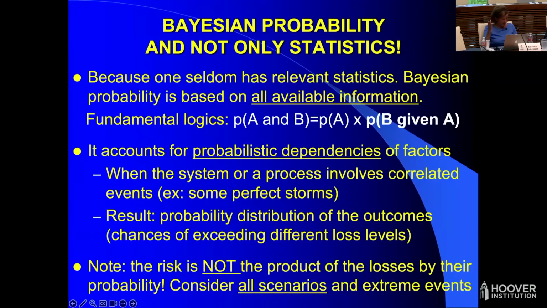It accounts for probability dependencies, you see it here, when a system or the process involves correlated events and dependencies, which is very important. For example, some perfect storms, they're not independent, and the perfect storm of 91 on the East Coast was among the storms that were not totally independent. The results of my risk analysis are probability distribution of the outcomes, that is, the chances of different loss levels. But note, the risk is not the product of the losses by their probability, as it's often believed. You have to consider all the scenarios and the extreme events.